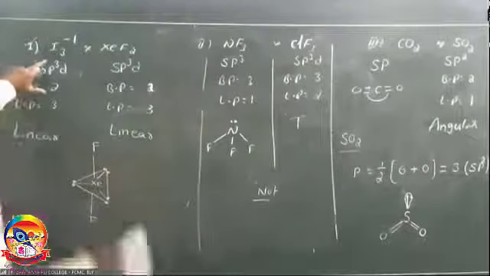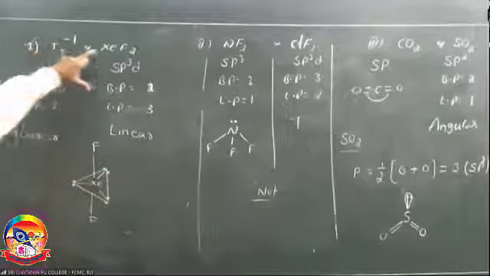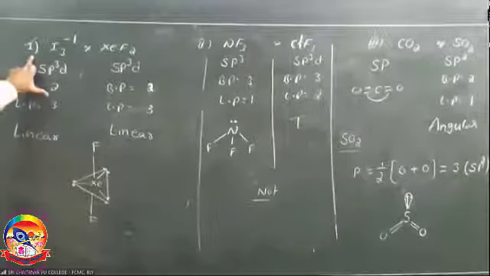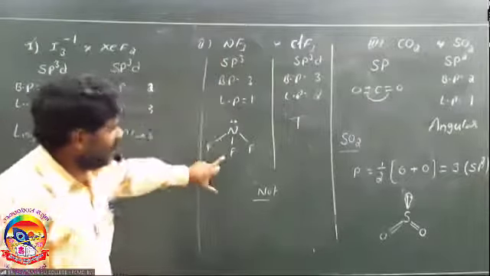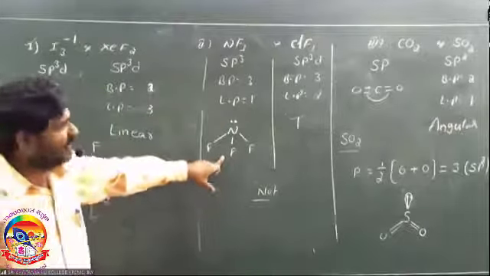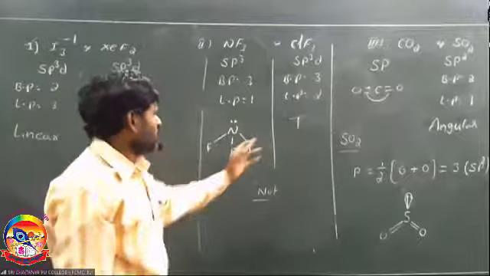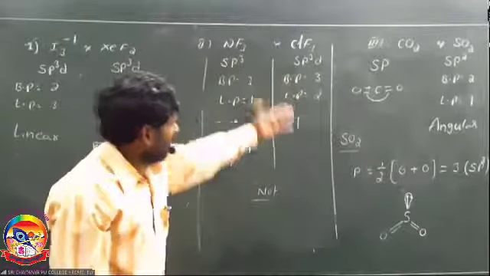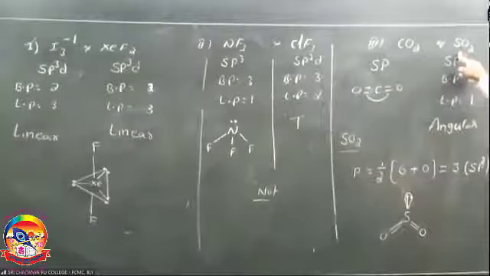Now, check all the given species. First one, I3 minus and XeF2, both linear, so isostructural. So the first one is correct. NF3, what is the geometry of NF3? Pyramidal. What is the geometry of ClF3? T-shape. So one is pyramidal, the other is T-shape, so not isostructural. Next, carbon dioxide and sulfur dioxide.